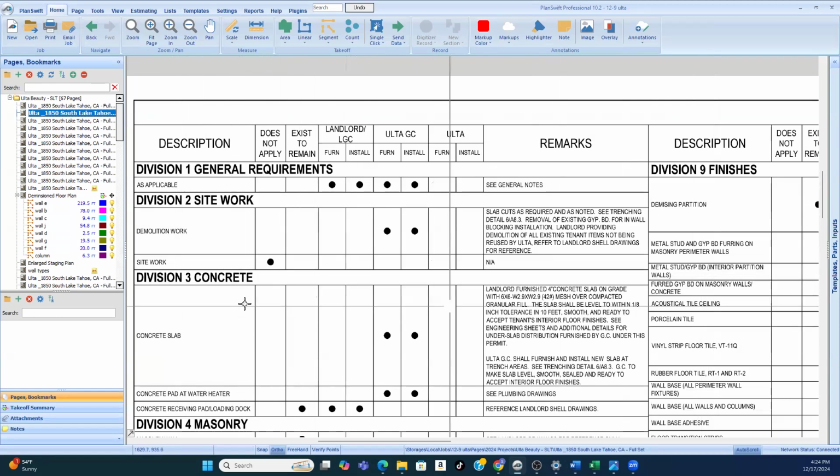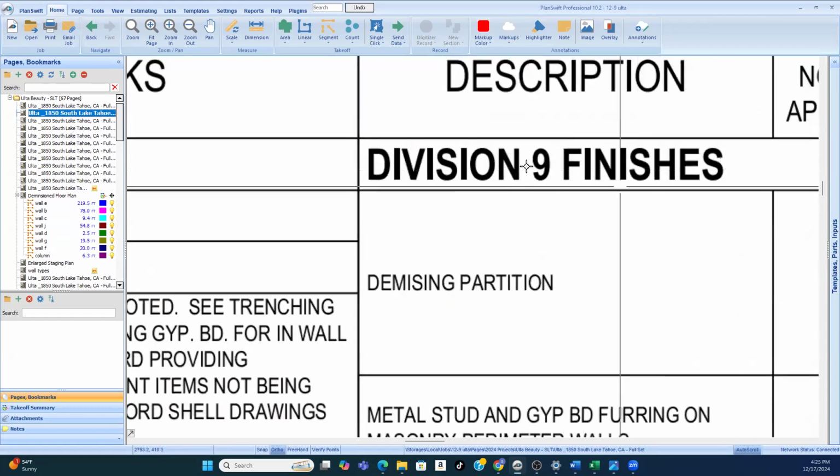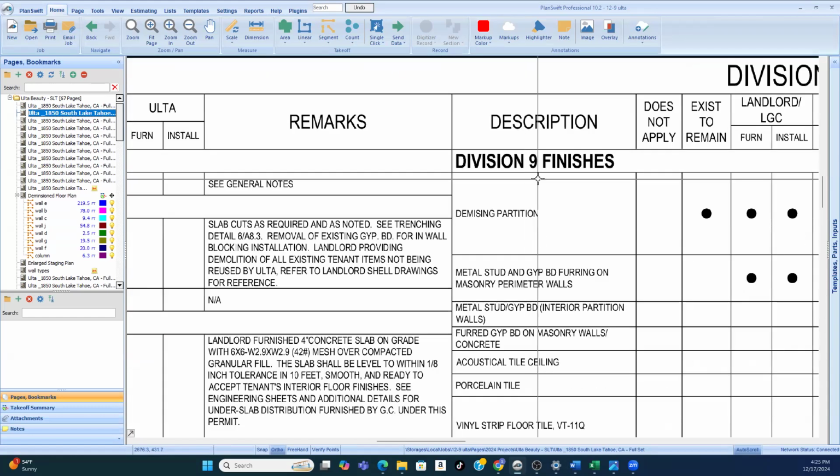Okay, when we say division 3, that's concrete. And sometimes they'll want you to price it based on exact division number. So you've got to get really familiar with the specifications and especially with the A plans. Okay, the A plans, Division 9, are finishes.